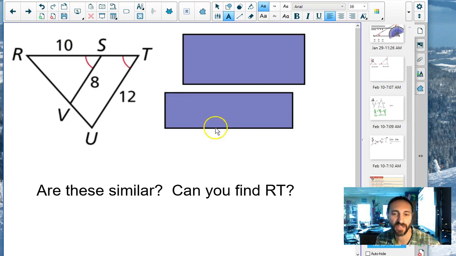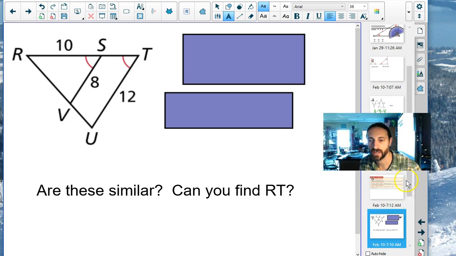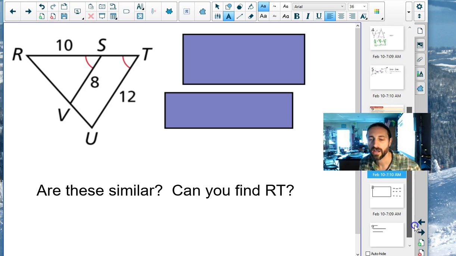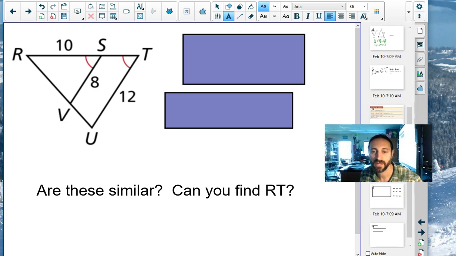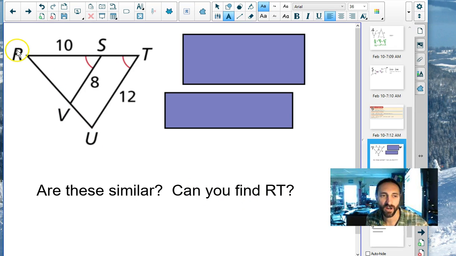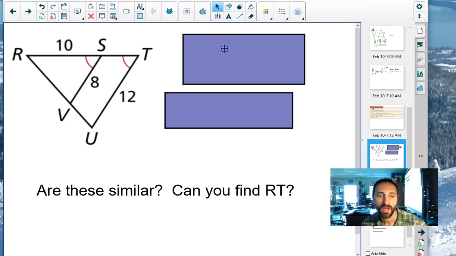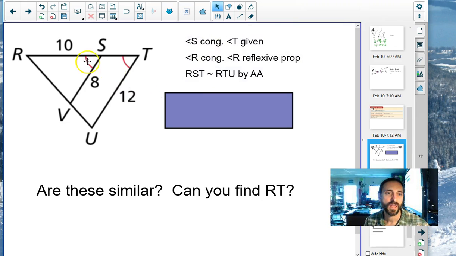Well, good. So what? What does that mean? Well, take a look at this one. Are these triangles similar? Oh, it's a great question. I love this question. Because if they are, can you figure out what the length of RT is? So here's R to T. How would I figure that out? Well, first of all, let's figure out if these triangles are similar. I already know that angles S and T are congruent, and that information is given. I also know that angle R is congruent to angle R because of the reflexive property.